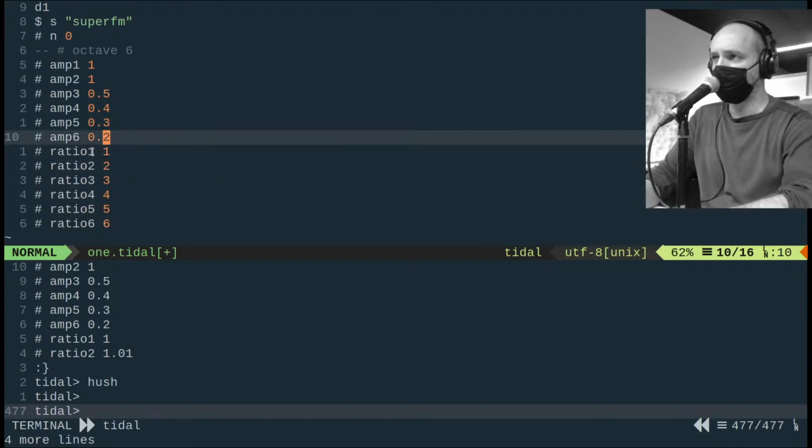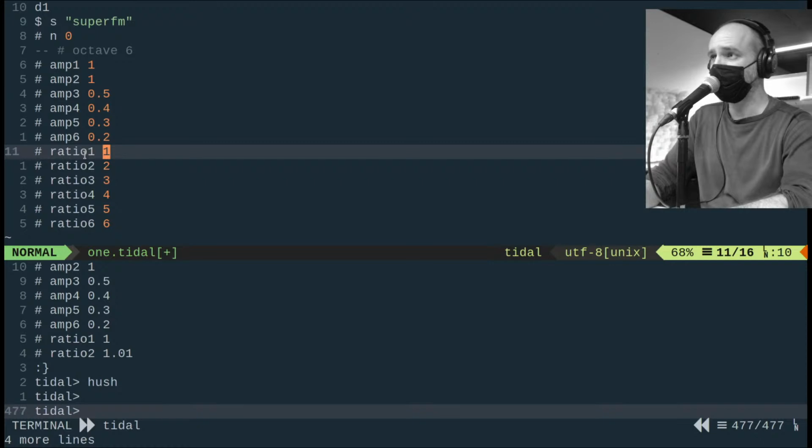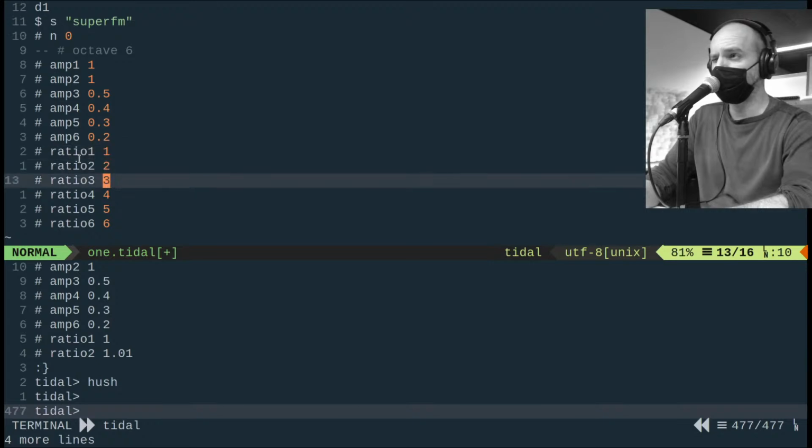Here what we have is 6 carriers, so algorithm 32 in the DX7, with different ratios. This will be 1 octave higher, the base frequency 1 octave higher. I think this is 2 octaves higher. Correct me if I'm wrong. If not, someone will correct me.